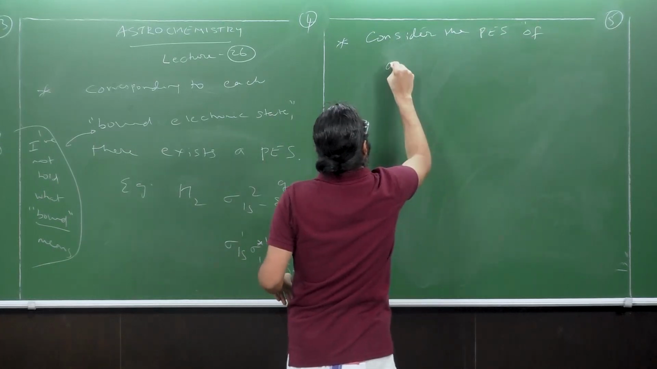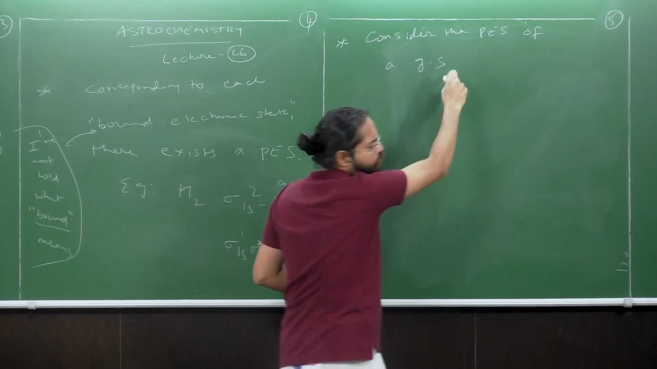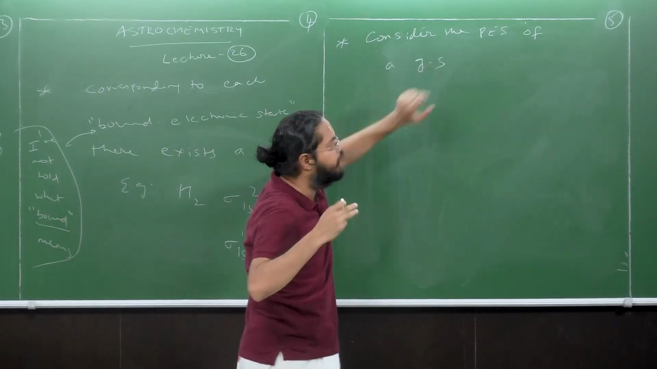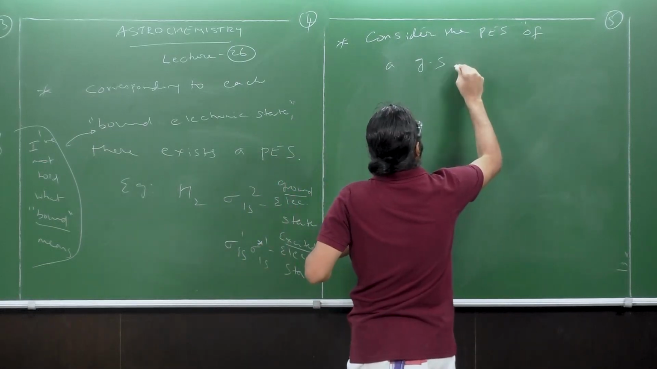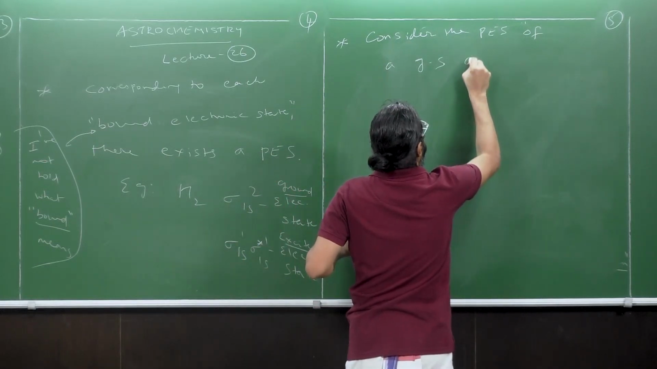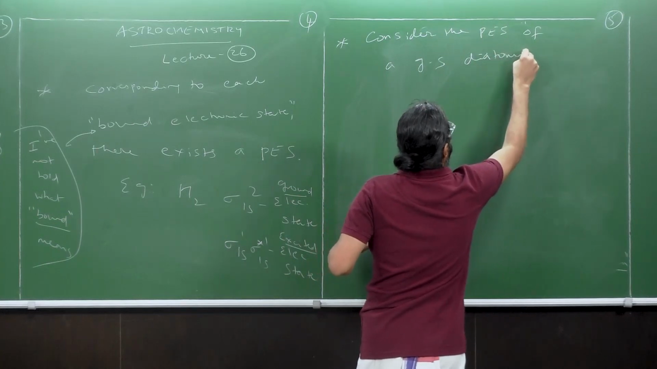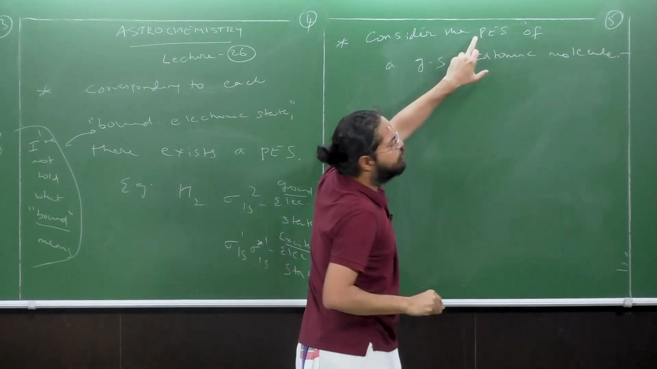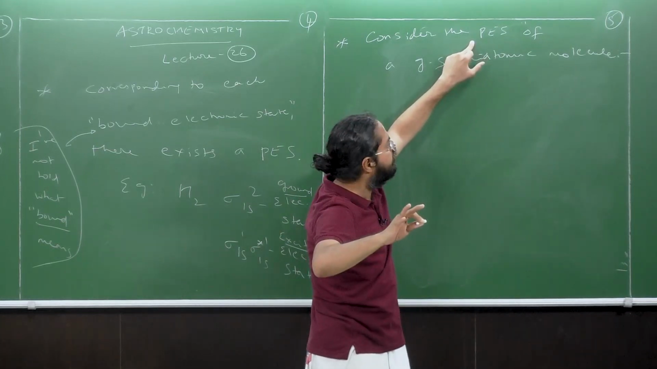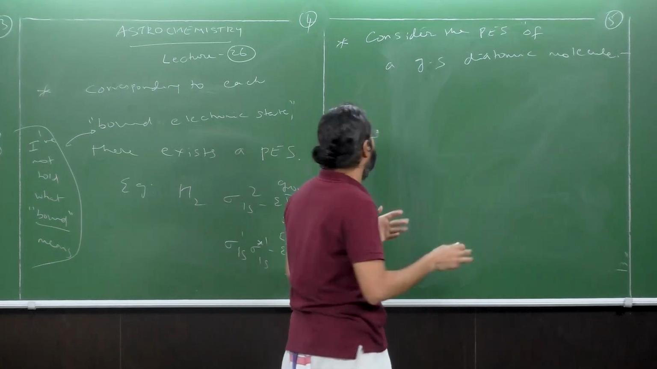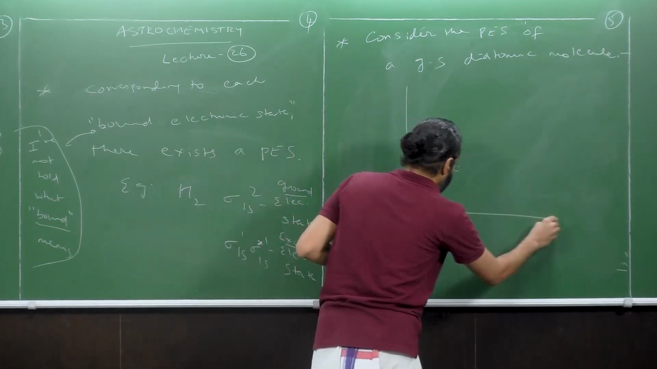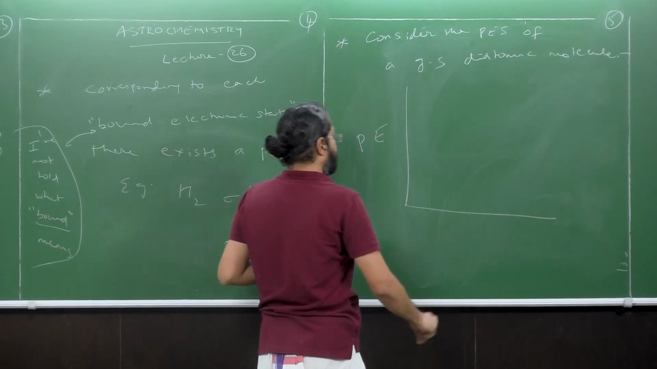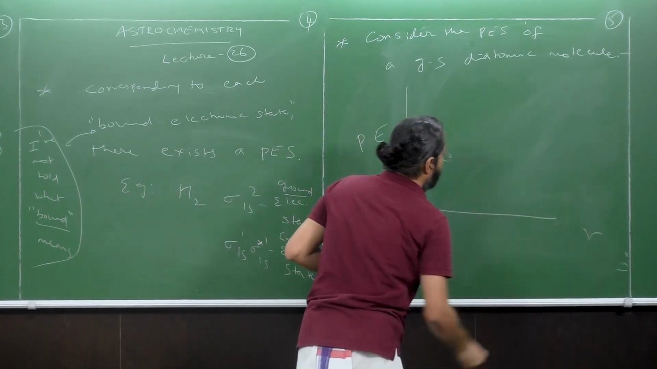Consider the PES of a GS, which means ground state. By GS, I'm just writing it in shorthand for ground state. The potential energy surface of a ground state diatomic molecule. Of course, I'm only talking about the simplified potential energy surface, so don't worry about the other details. Now, this is of course going to be the potential energy, and this is going to be some internuclear distance r.